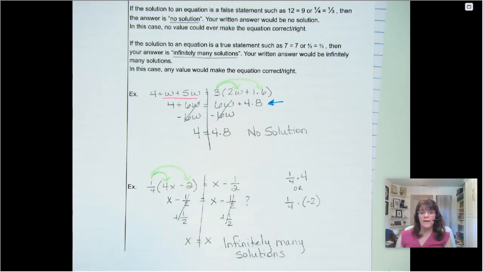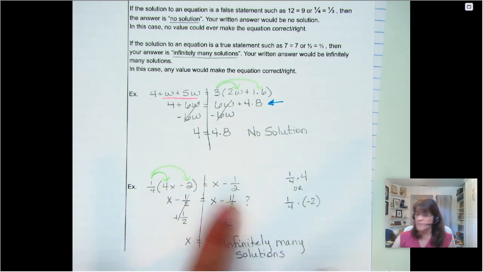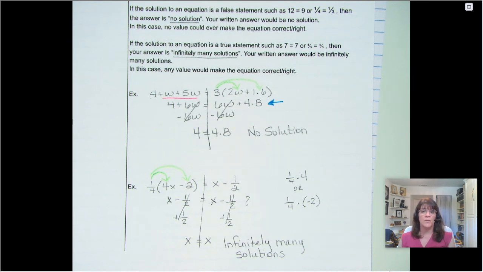So hopefully that helps as you're solving equations, and maybe gives you a little more practice too with some of the moving around and the manipulation of equations.